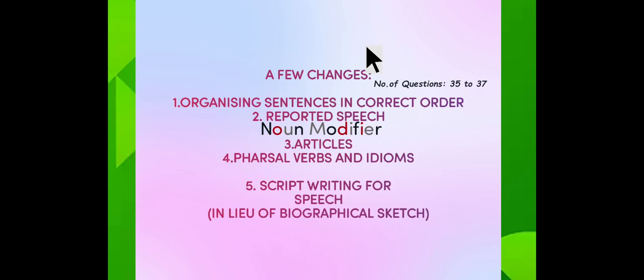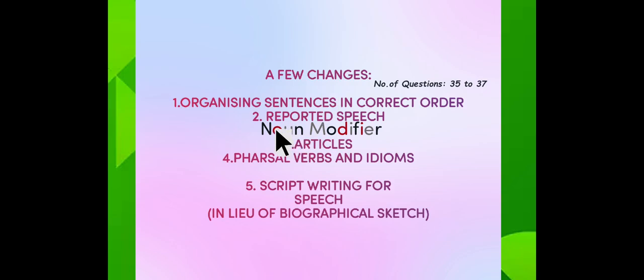The first one is that the number of questions increased from 35 to 37. Earlier, there were only 35 questions from 1 to 35, totaling 100 marks. Now, there is a single paper, but the number of questions was slightly increased. So, 36 A and B, 37 A and B. These are the two changes regarding the number of questions.